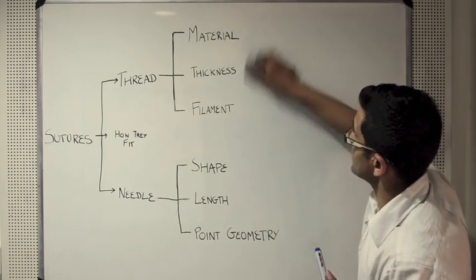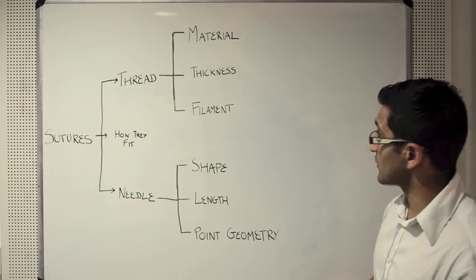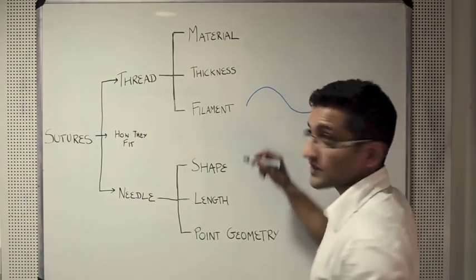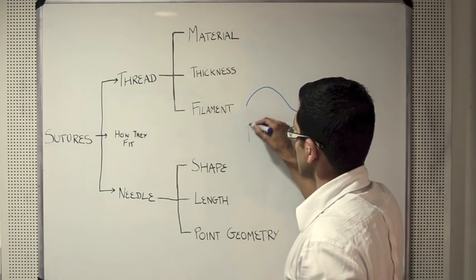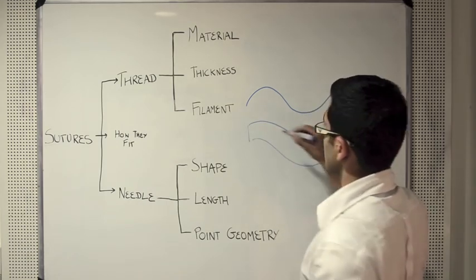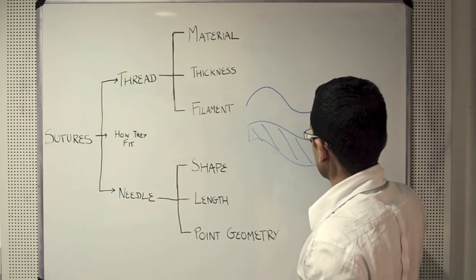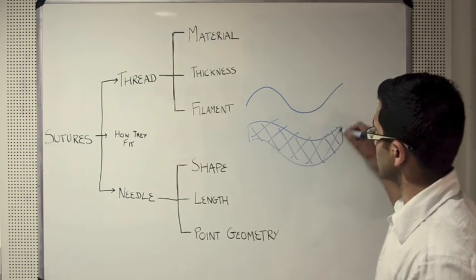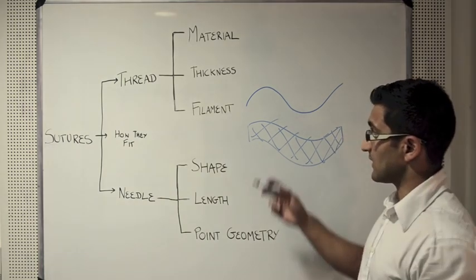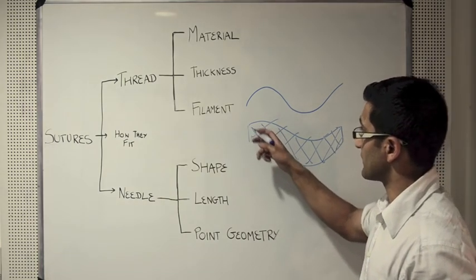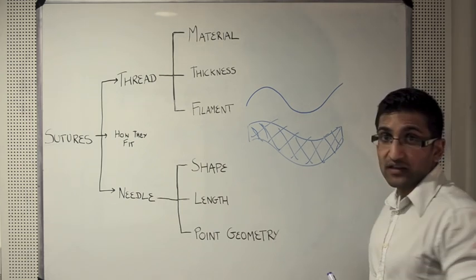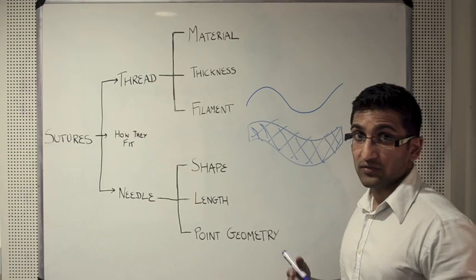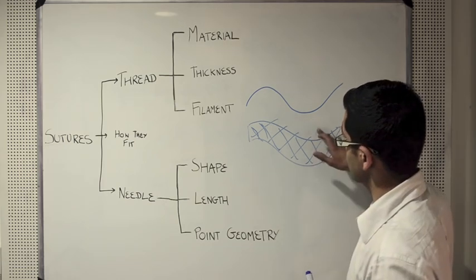Finally, in terms of thread, the last thing to think about is composition in terms of filament, and this refers to how many filaments make up the suture. Certain sutures are monofilamentous, which means that there's a single filament which makes up the entire suture, whereas others are braided, which means there's many different filaments interweaving in a braided fashion. Now, obviously, there are certain properties and advantages and disadvantages that result of these different compositions.